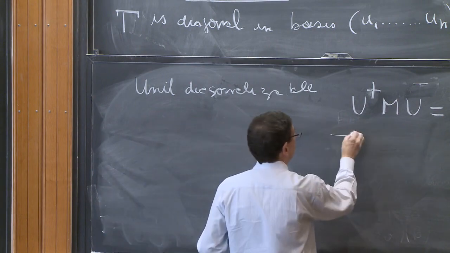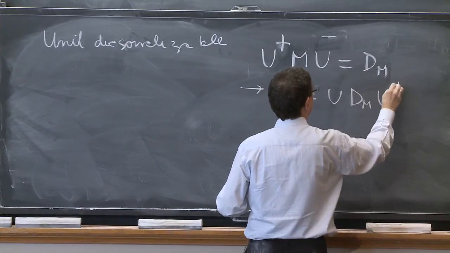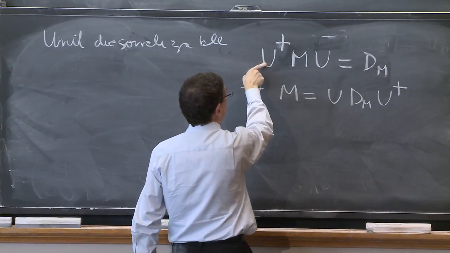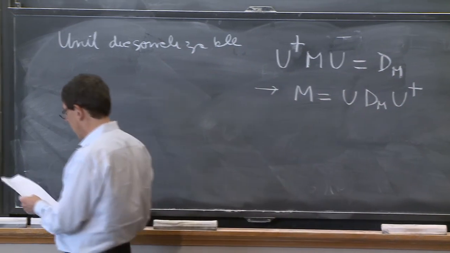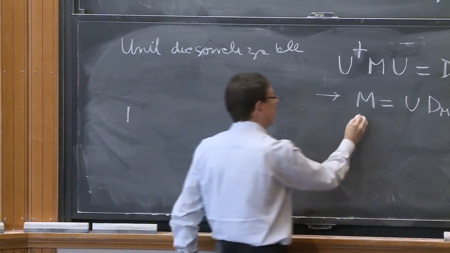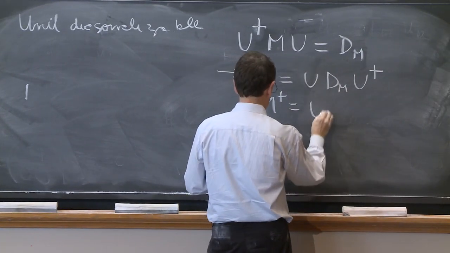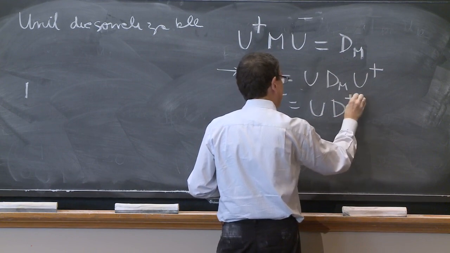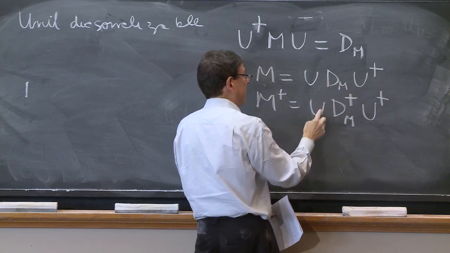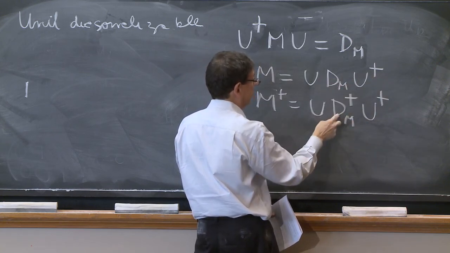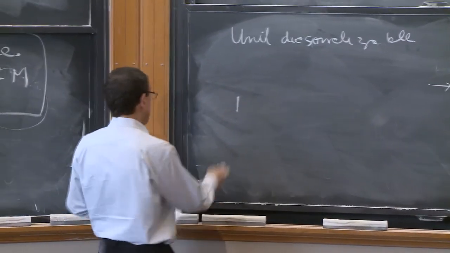So from this, you find that M is equal to U D_M U dagger by acting with U on the left and with U dagger from the right. You solve for M, and it's this. And then M dagger is the dagger of this thing. So it's U D_M dagger U dagger. The U's sort of remain the same way, but the diagonal matrix is not necessarily real, so you must put the dagger in there.